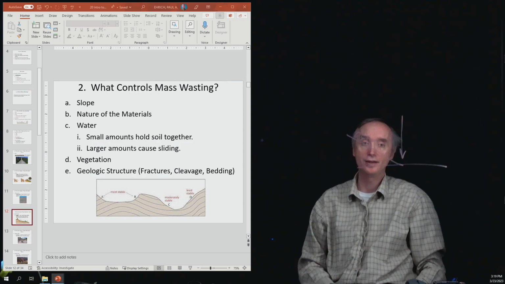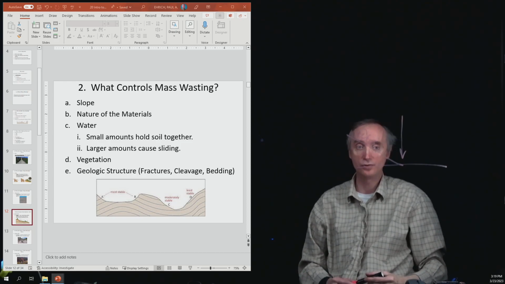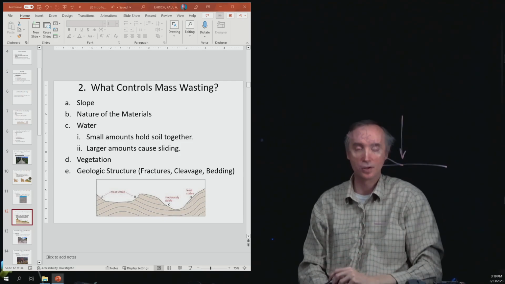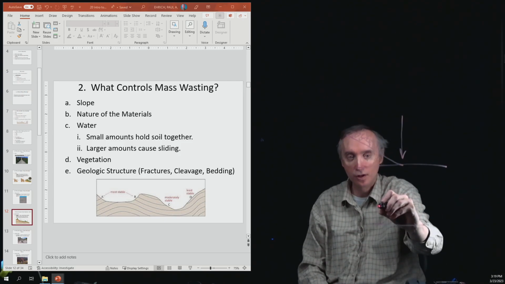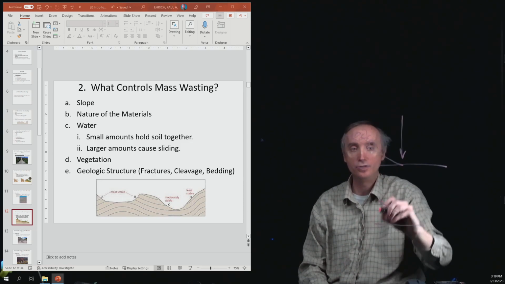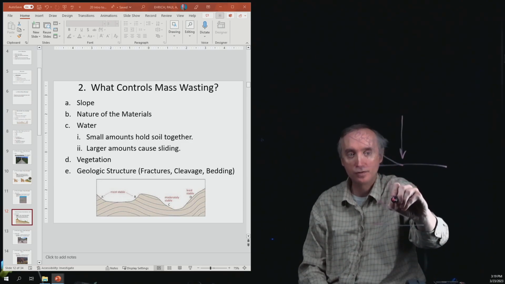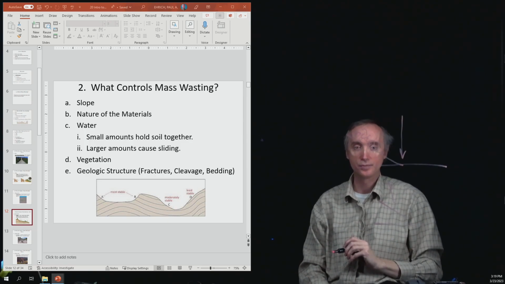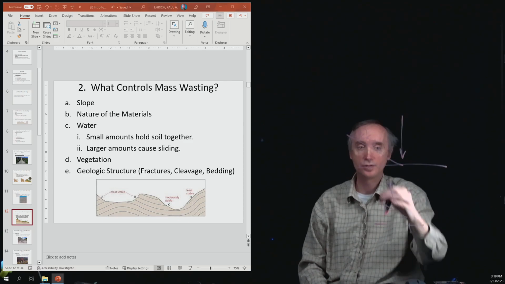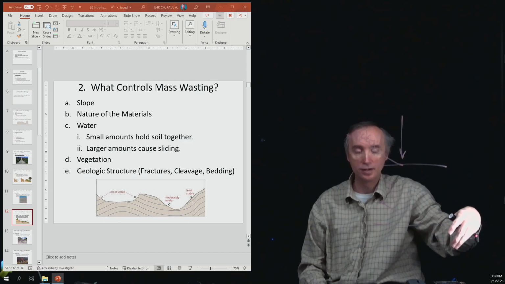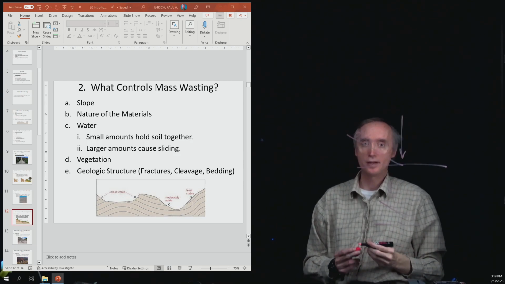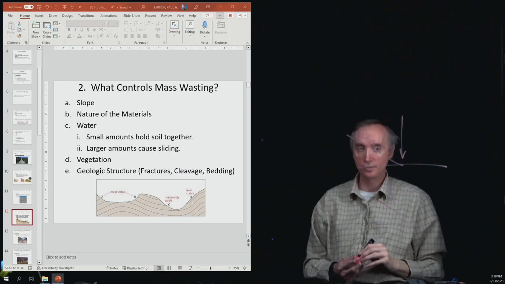Well, the first thing is going to be the slope. So you could have an essentially horizontal slope. You could have a slope that is moderate like this, and then you could have a slope that is very severe like this. So the greater the slope, the more likely materials are going to be pulled downhill because of gravity. It also depends on the nature of the materials.